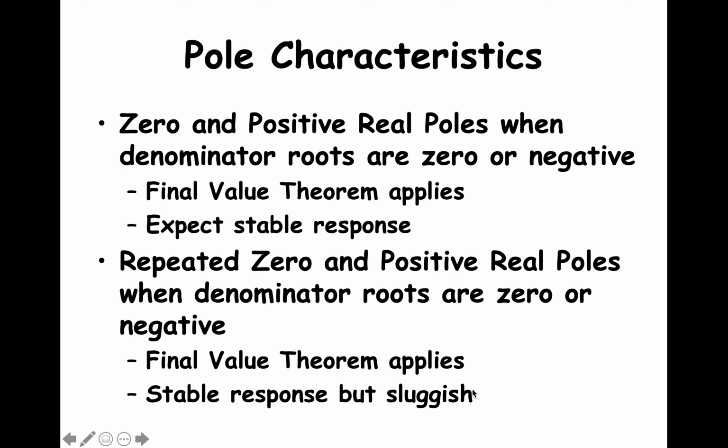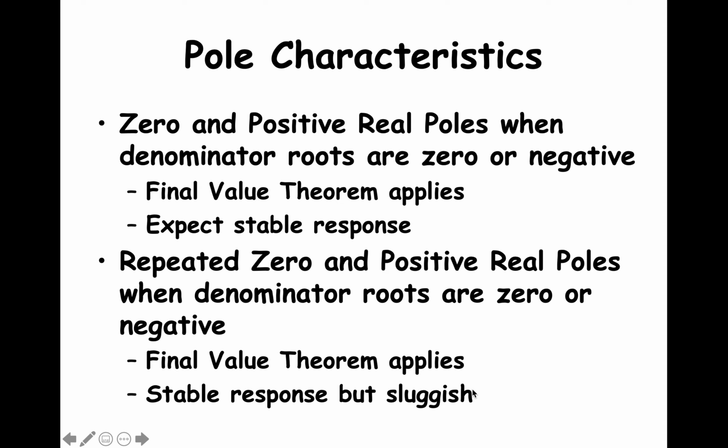If the poles are 0 or repeated positive real values, this means that the denominator roots were 0 or repeated negative values. Again, the final value theorem will apply, and in this case, the process response will be expected to be stable but sluggish. When we say that a process is sluggish, it means that the process response will be slow and that it takes more time than we might like for the output to get close to the set point value.